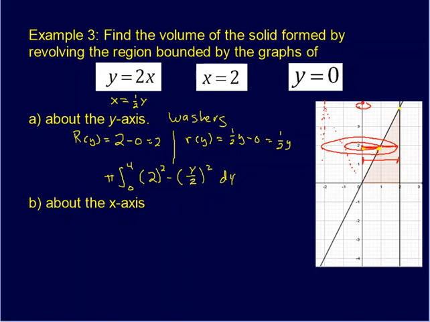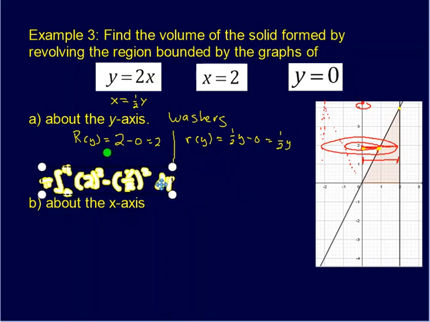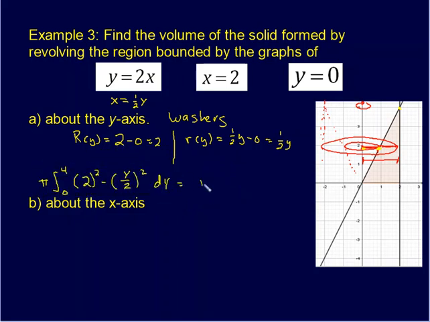So I could finally, in fact, let's move this over a little bit to make a little room, so I can write it one more time. Squaring both of the expressions, I could make this integrand 4 minus the quantity y squared over 4 dy, from 0 to 4. Another one that wouldn't be too hard to get the answer without a calculator if you had to.